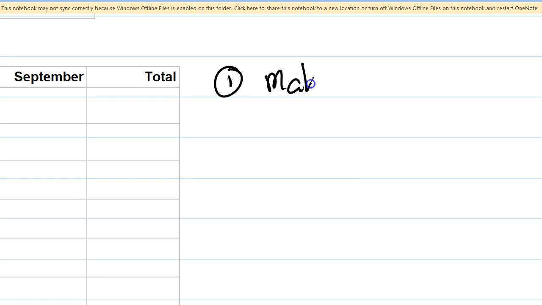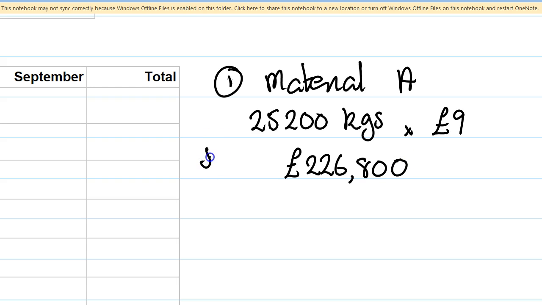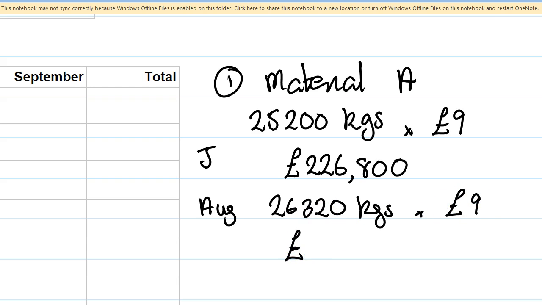So for material A, we have a usage, 25,200 kilos is what we're going to use to make our production. And we're going to multiply that by £9 a kilo, and that will give us £226,800. We can do exactly the same for August, and for August we'll take 26,320 kilos times 9, and that will give us £236,880.